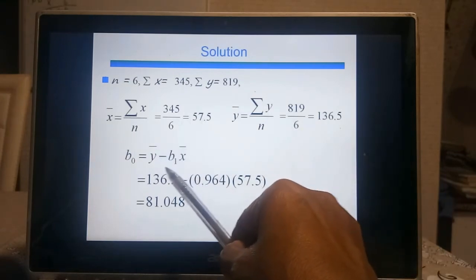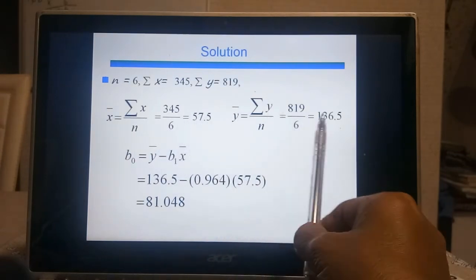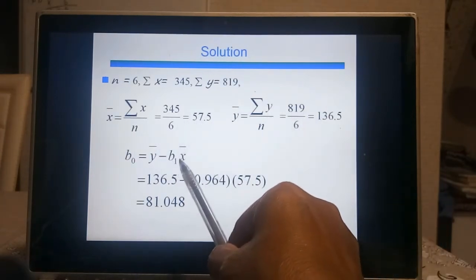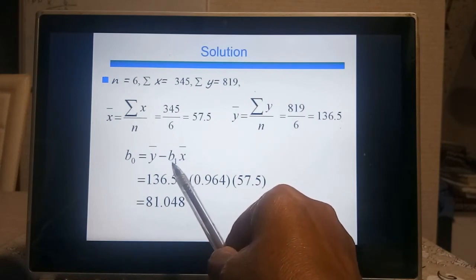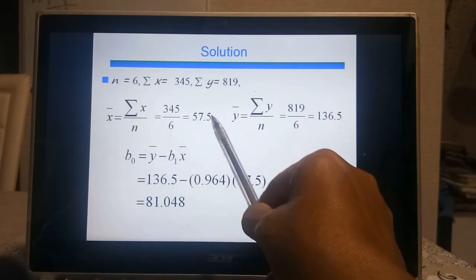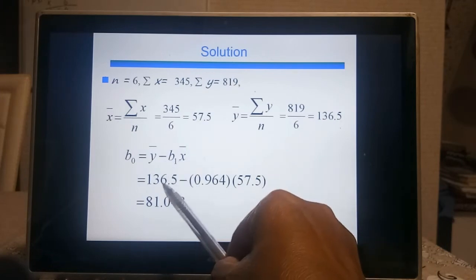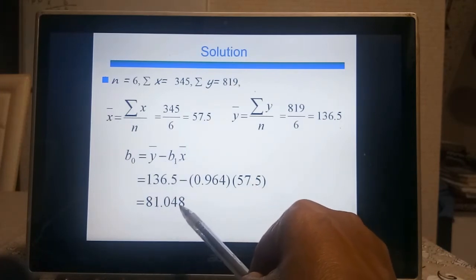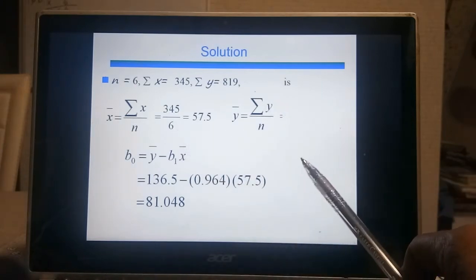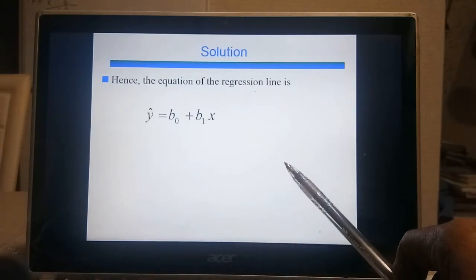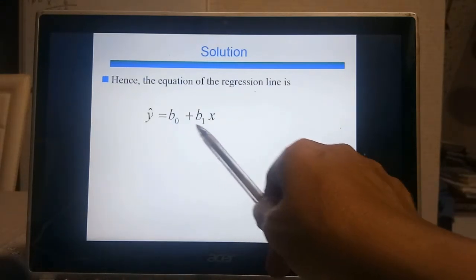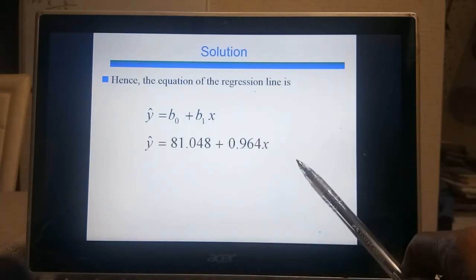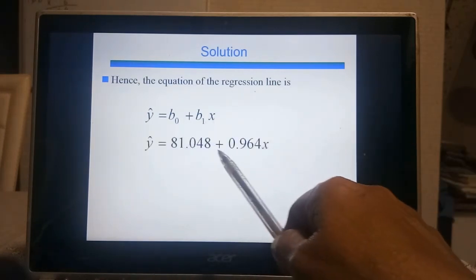Okay, gantikan dalam equation ni. Y bar minus B1 yang kita dapat daripada earlier calculation, multiply by X bar. So selesaikan, gantikan ni dapat B0 equal to 81.048. So therefore equation kita akan jadi regression line, gantikan B0 dan B1 daripada calculation kita dapat. So the answer will be this line.